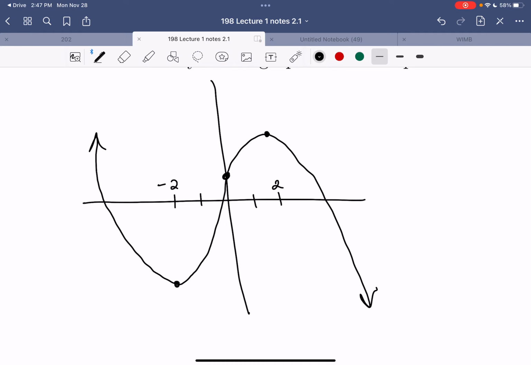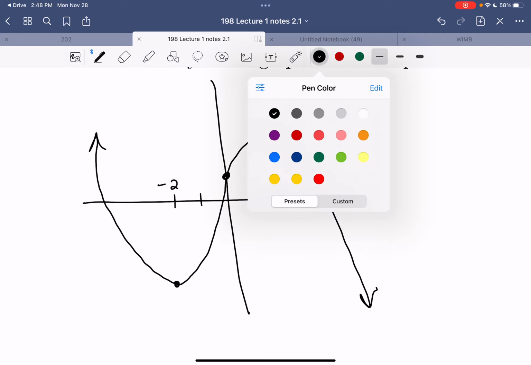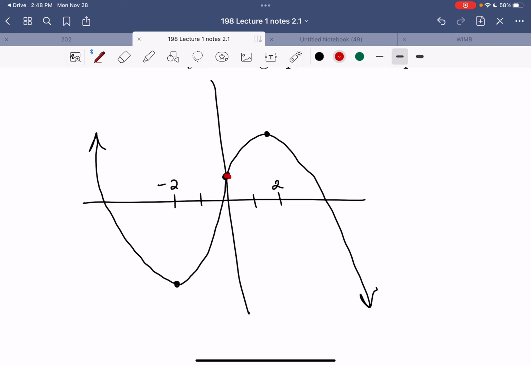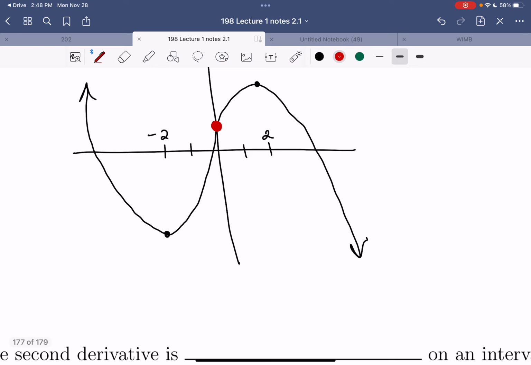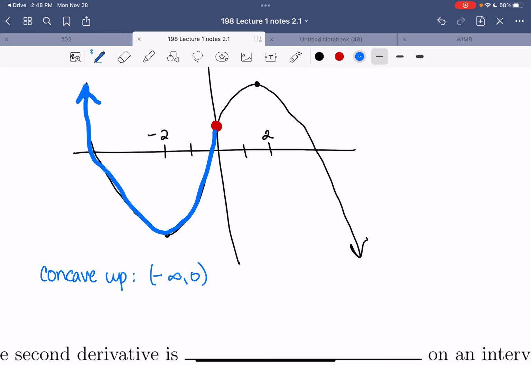So first thing I want to do is talk about the point there in the middle. So this point right here is what I'm going to call an inflection point. That's where the curvature changes, right? Because to the left of that, you have something that is curved up. Right? It's happy face. So that one would be concave up. And it's concave up on the interval from -infinity to 0.